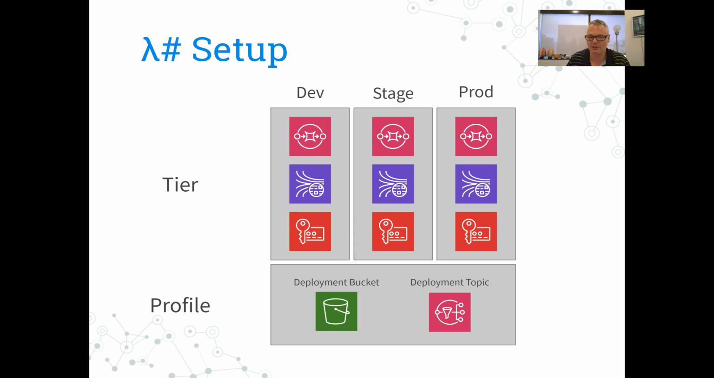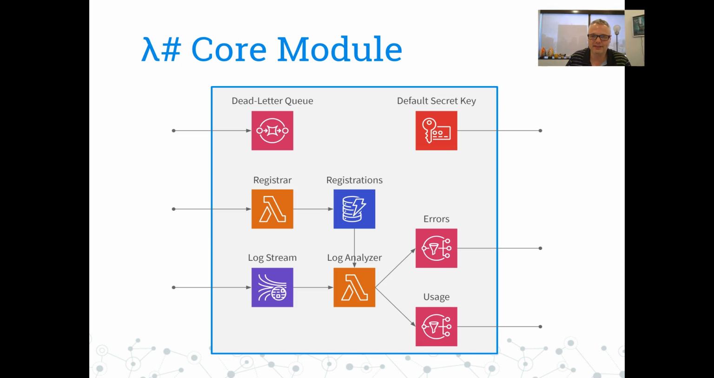All of these are sitting on top of the exact same profile, so that the assets that have been compiled and put into the bucket can be reused across its different deployment tiers. So let's take a quick look at what is inside of one of those tiers. So we're deploying the core module. This is really the basic operating service that you need in order to run LambdaSharp modules.